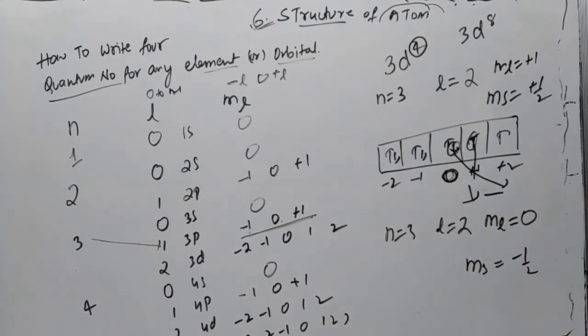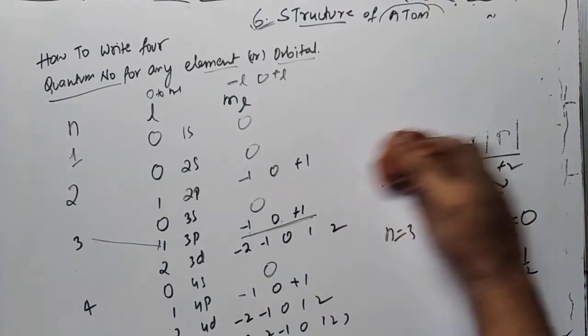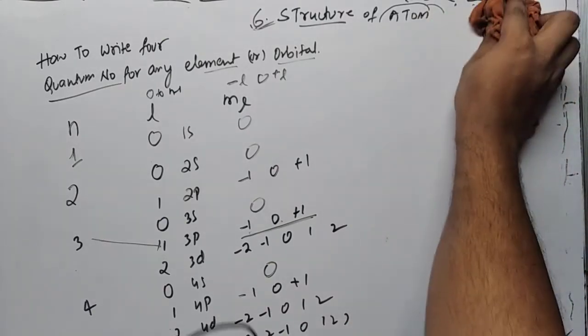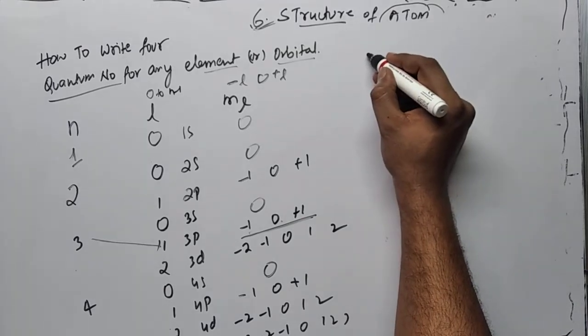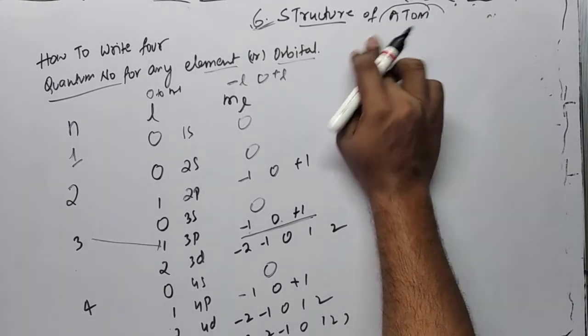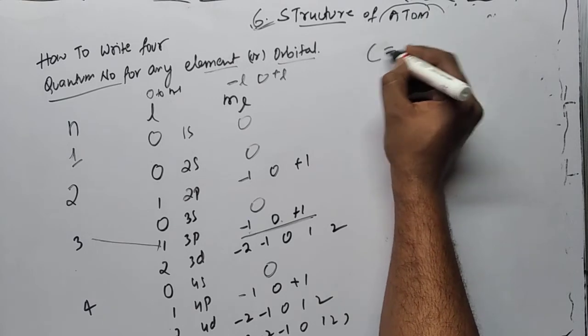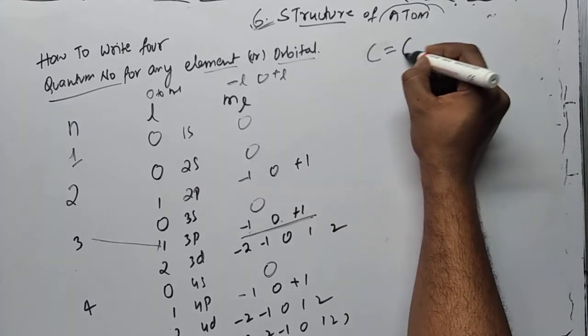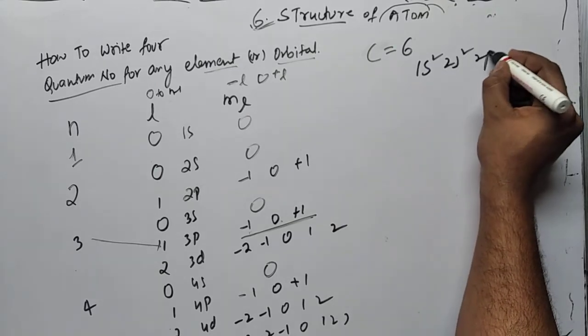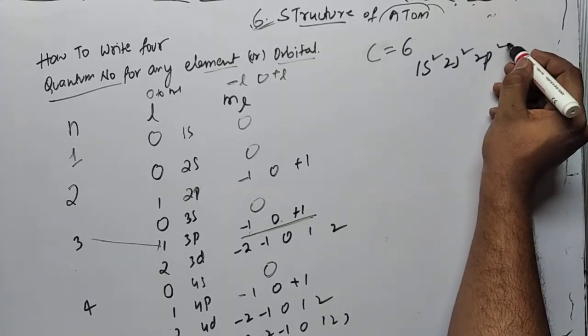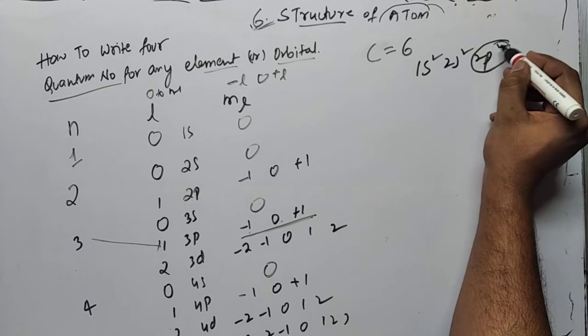or for any element. Suppose instead of giving orbitals he may give you an element. Suppose we take chlorine. Okay, we'll take a smaller one, carbon, atomic number 6. You just write the electronic configuration 1s2 2s2 2p2. So now we have to find the 4 quantum numbers for the 2p2 electron.